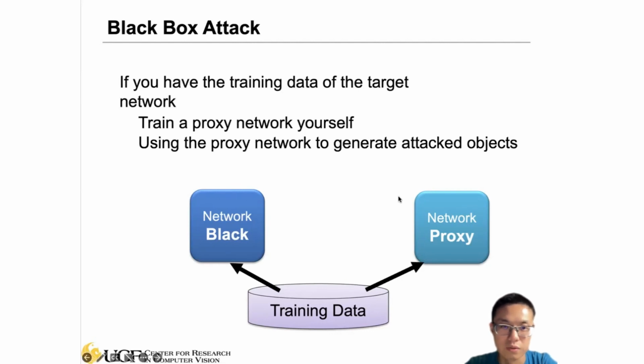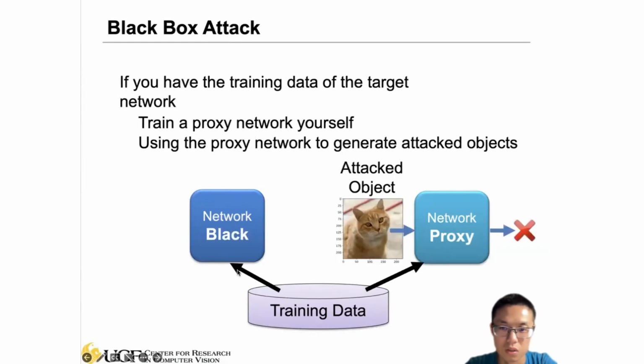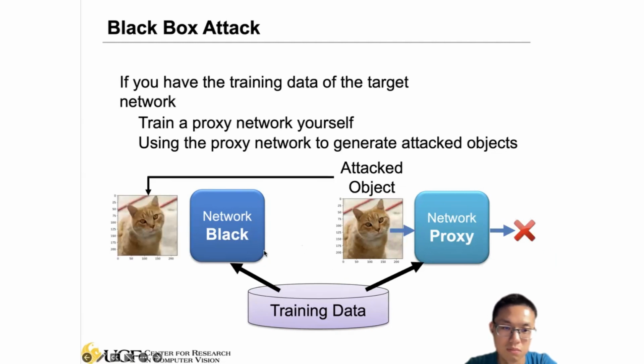And once you generate this kind of attack object, a bunch of adversarial examples, you just take these adversarial examples to attack the target network. You feed the attack objects into the black box network, and this can possibly still make this network fail.